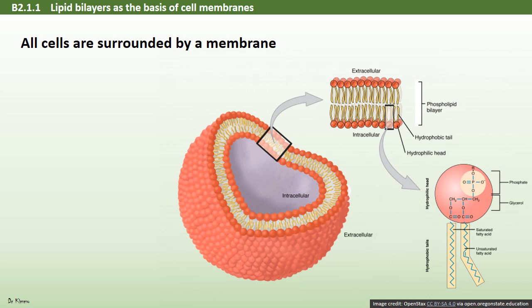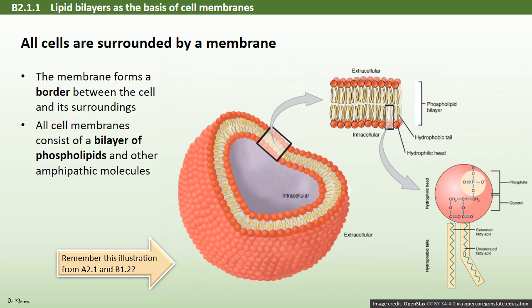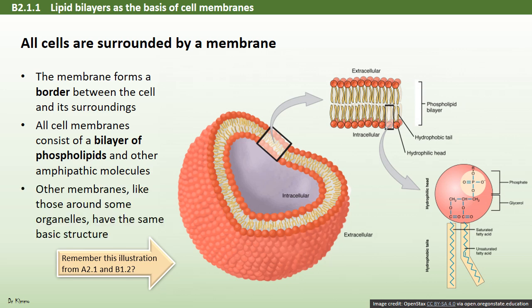All cells are surrounded by a membrane. The membrane forms a border between the cell and its surroundings. All cell membranes consist of a bilayer of phospholipids and other amphipathic molecules, and this is something you can learn more about in A2.1 and B1.2. Other membranes, like those around some organelles, for example mitochondria, have the same basic structure.